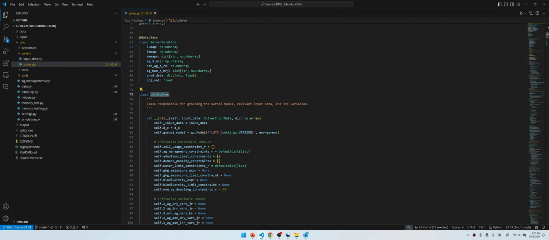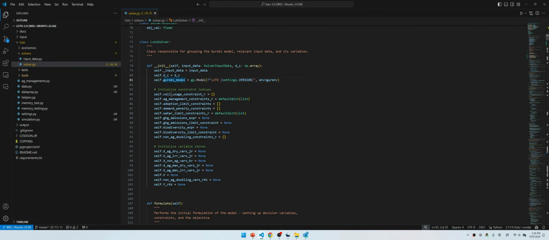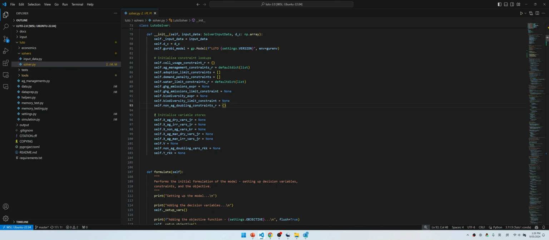Let's get into this Luto Solver. First, in the initializing process, Luto Solver is reading all the input data and the demand data, and it is creating a Gurobi model. In the next block, it is creating an empty space to hold constraints. Those constraints are regulations on how much greenhouse gas should be reduced and how much water should be used in the next year. In this block, it is initializing the variables. Those variables are the best solutions Luto can find, but right now they are all empty values.